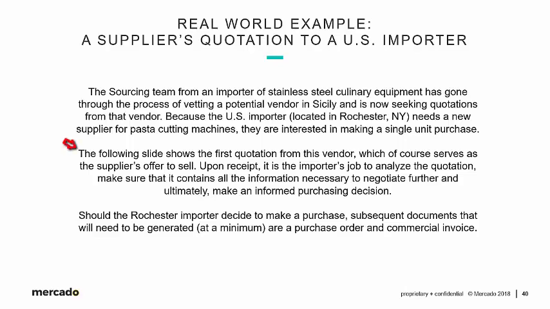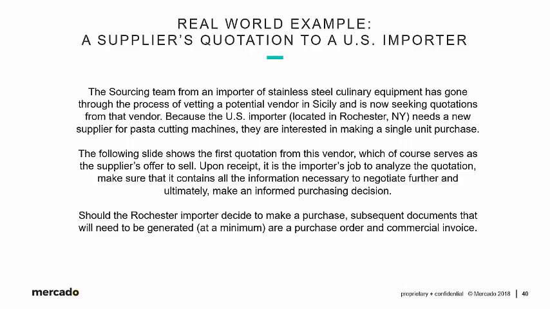The following slide shows the first quotation from this vendor, which of course serves as the supplier's offer to sell. That's the illustration we're making here. Upon receipt, it is the importer's job to analyze the quotation, make sure that it contains all the information necessary to negotiate further, and ultimately make an informed purchasing decision. A quick emphasis on negotiation. The offer to sell comes in from the overseas vendor. It's not likely that a U.S. importer is going to accept every term of that offer to sell, so some negotiation has to take place. We'll see the difference in what was offered and what was agreed upon in subsequent documents.